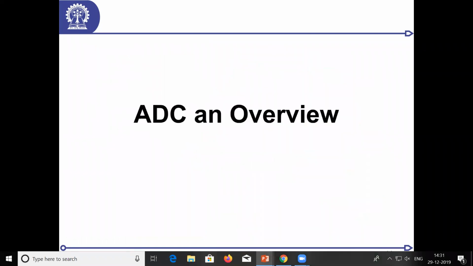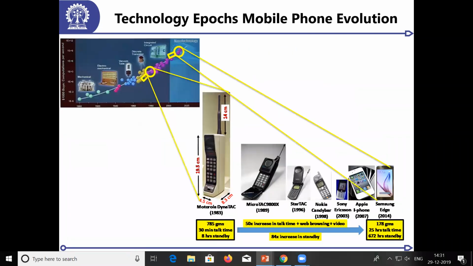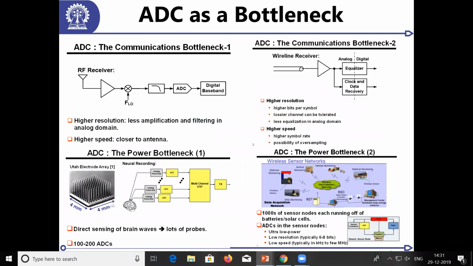So now let's see some of the bottlenecks also. Now in a communication receiver, especially in a cell phone, if I need a larger bandwidth, I need a larger ADC, a high sample rate ADC. So it becomes a bottleneck over there.